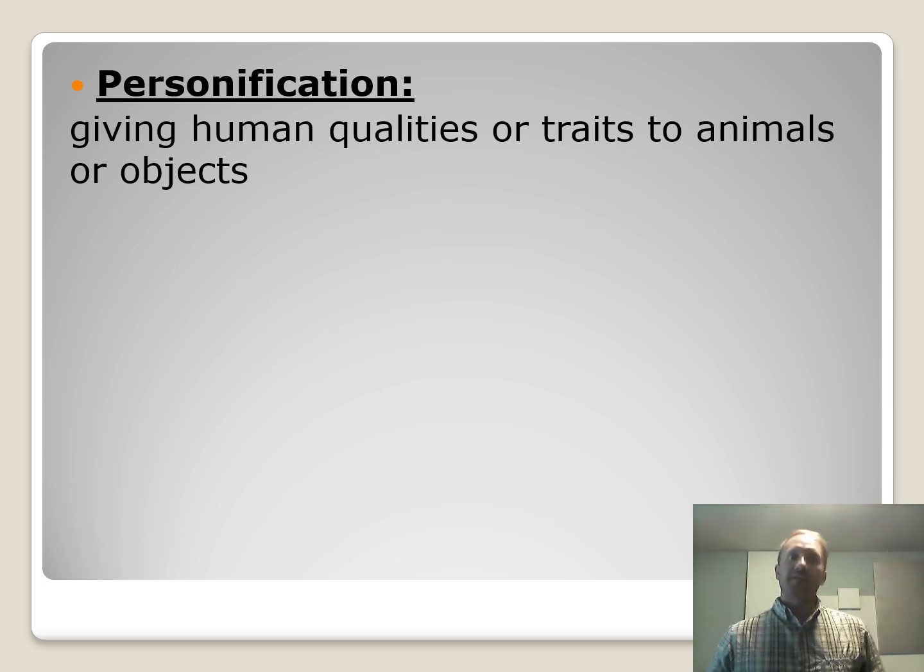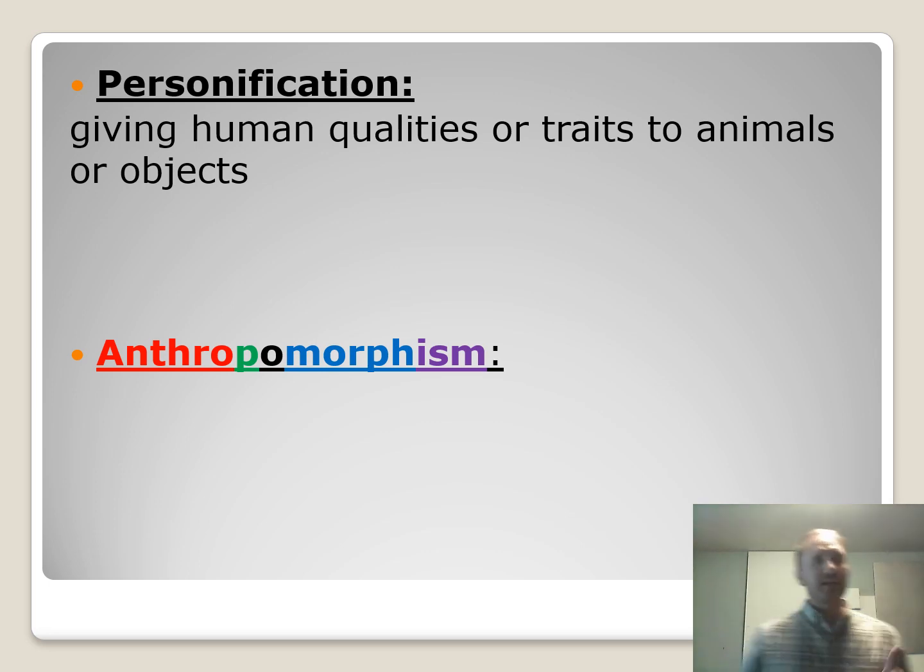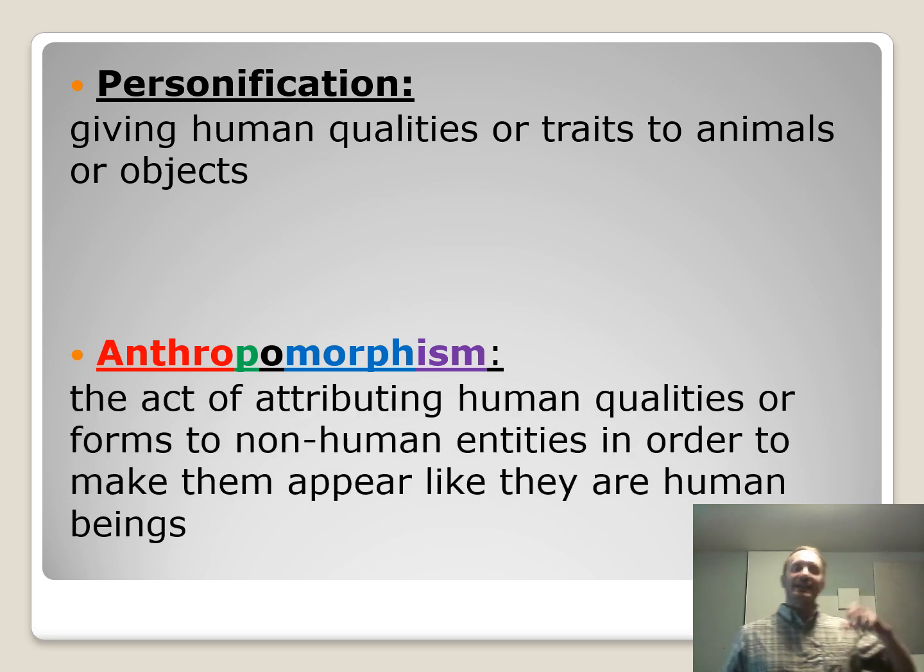The first definition I want you to have is personification. And personification is giving human qualities or traits to animals and objects. And this is a little bit different than anthropomorphism. Anthropomorphism really is giving these human qualities or traits to non-human entities. And the big deal there is entities, in order to make them appear like they're human beings.